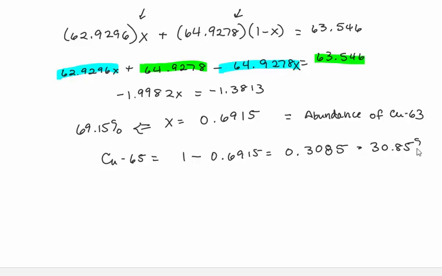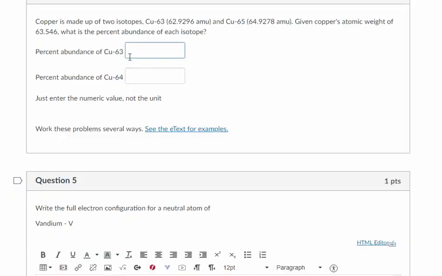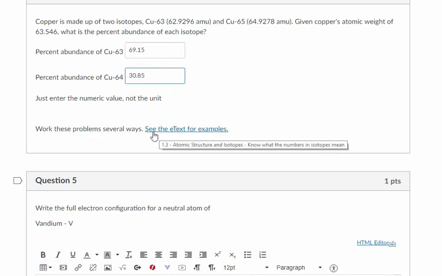So those are the numbers that I'm going to insert here. And I am not going to put the unit, just the value. I am specifically told that here. Now for additional practice, I want you to work these types of problems many different ways. So click this link for a couple of different ways for how to work those problems.